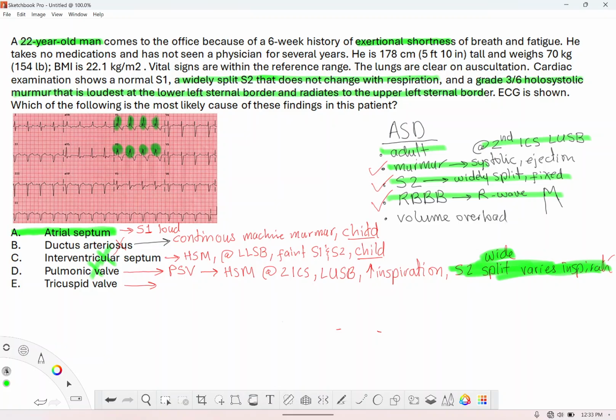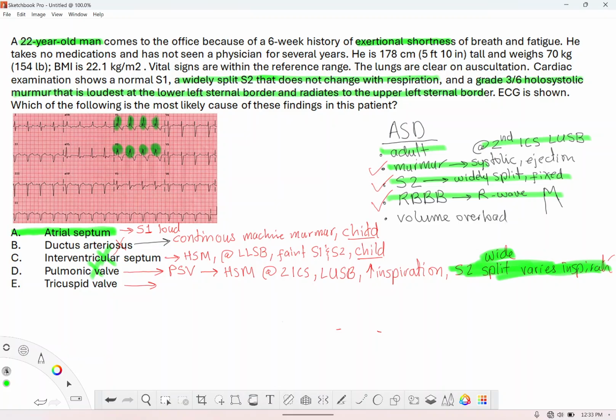And then tricuspid valve, the only time tricuspid valve can produce systolic murmur is if it's regurg. And if you have tricuspid valve regurgitation, you will have a holosystolic murmur in the fourth intercostal space at left lower sternal border that varies with the inspiration. In our question, the murmur is fixed and doesn't vary with respiration. So hopefully this answers the question.